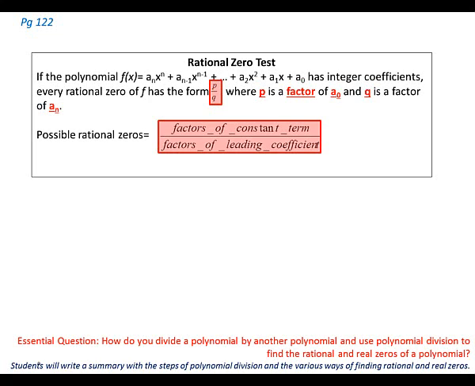All right, so let's see if we can read what the test is here. If the polynomial, remember that's a generic name for a polynomial, has integer coefficients, so plus minus kind of numbers, every rational zero has the form p divided by q. So we're not talking about i's yet, because i's are complex. We're just talking about rational things. Where p is a factor of the last term, q is a factor of the first coefficient. The possible rational zeros are factors of a constant term divided by factors of leading coefficient.